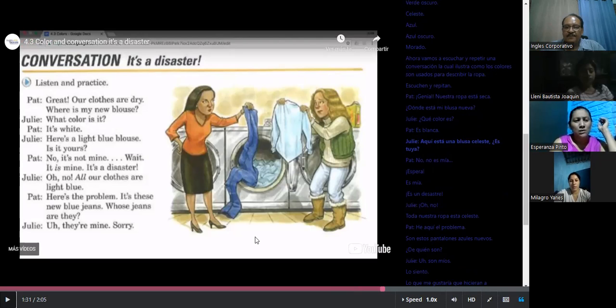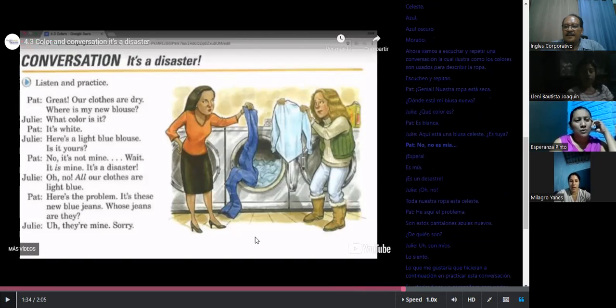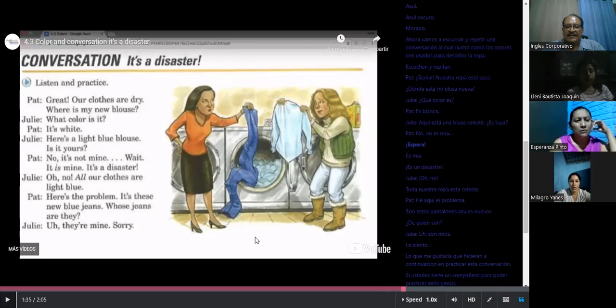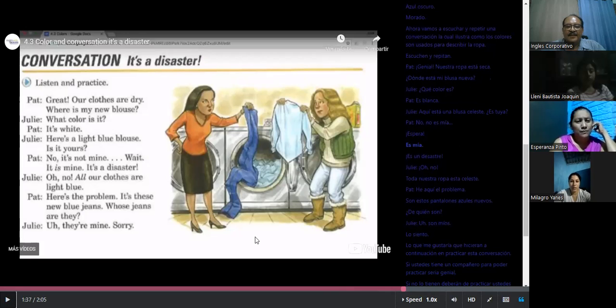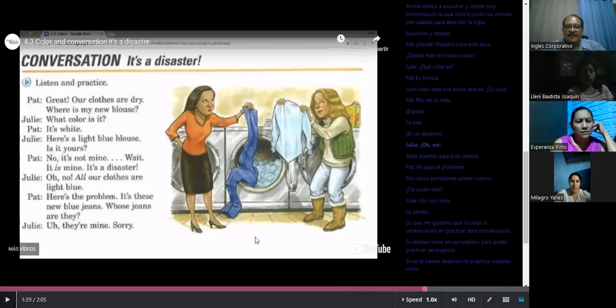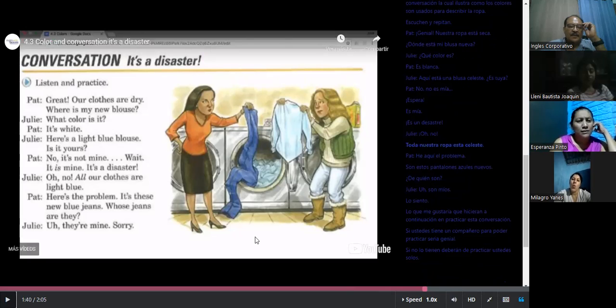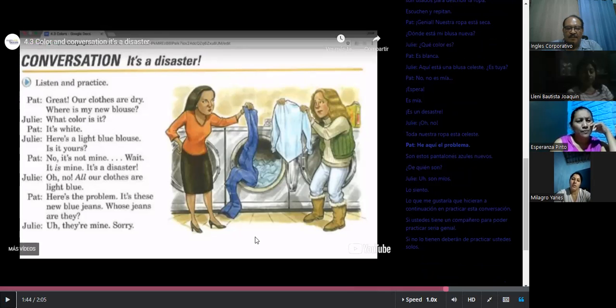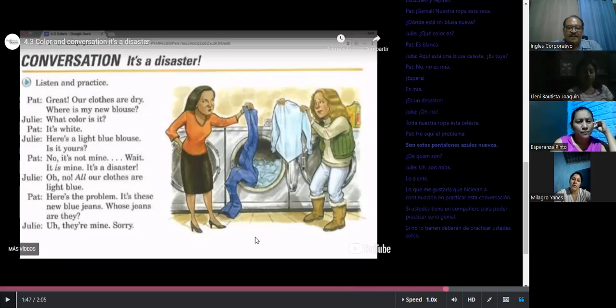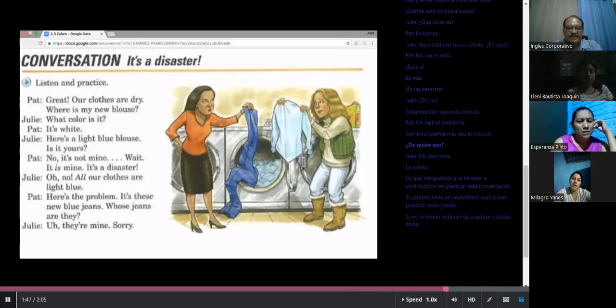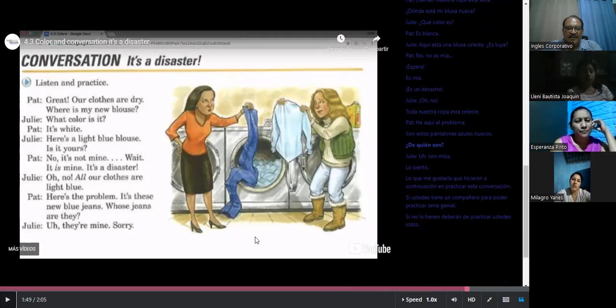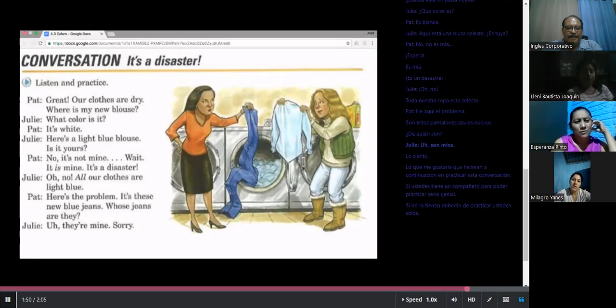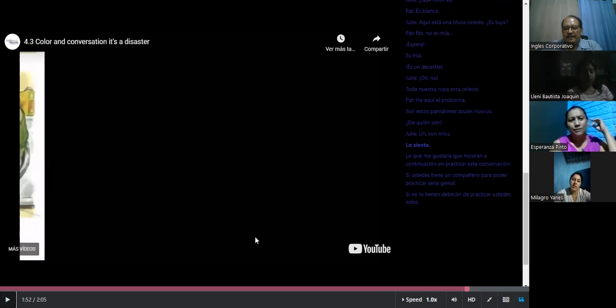Here's a light blue blouse. Is it yours? No, it's not mine. Wait. It is mine. It's a disaster. Oh, no. All our clothes are light blue. Here's the problem. It's these new blue jeans. Whose jeans are they? They're mine. Sorry.